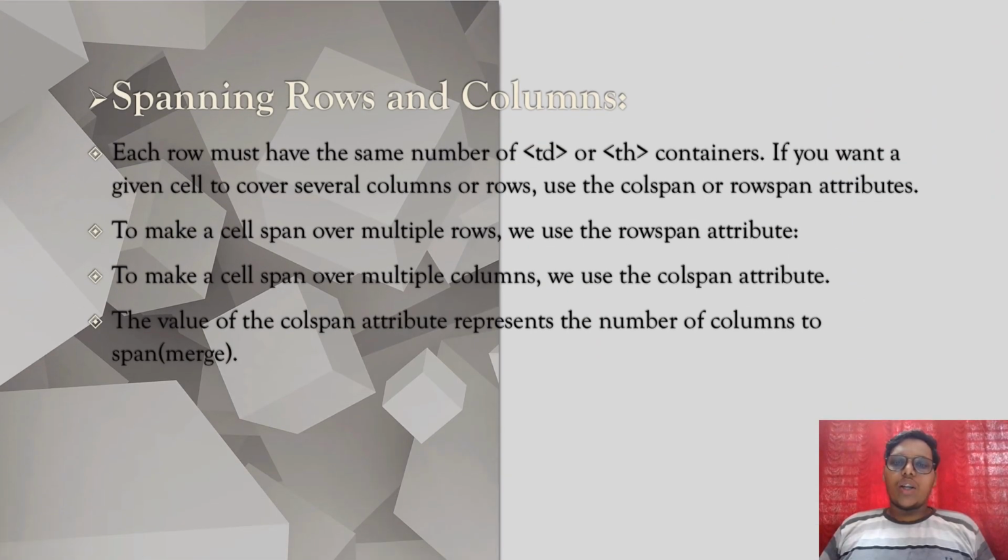HTML row spanning and column spanning. Each row must have the same number of table data cells or table heading containers. If you want a given cell to cover several columns or rows, we use the colspan or rowspan attributes. To make a cell span over multiple rows, we use the rowspan attribute. To make a cell span over multiple columns, we use the colspan attribute. The value of the colspan attribute represents the number of columns to merge.